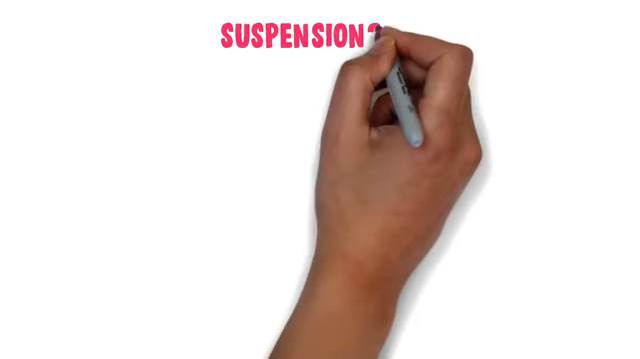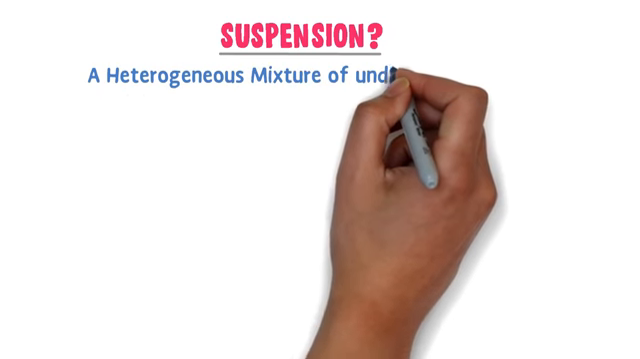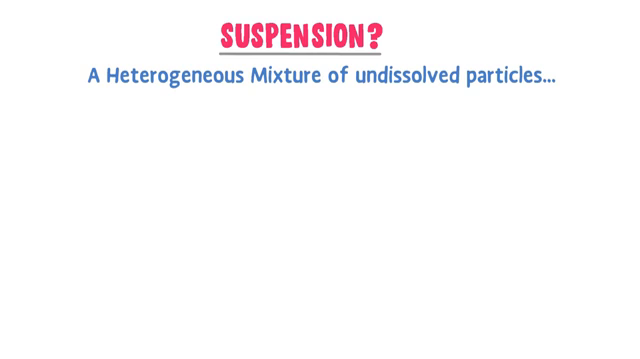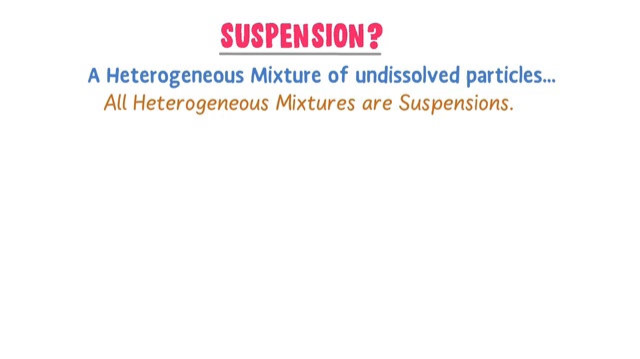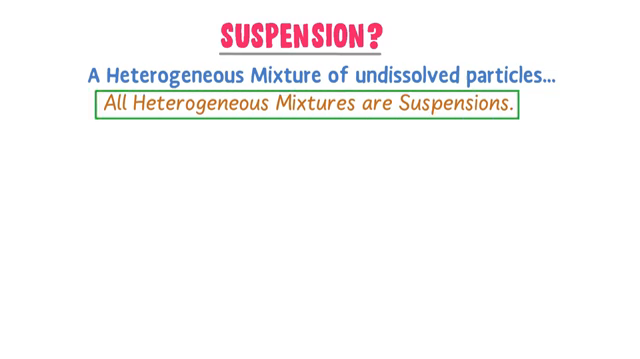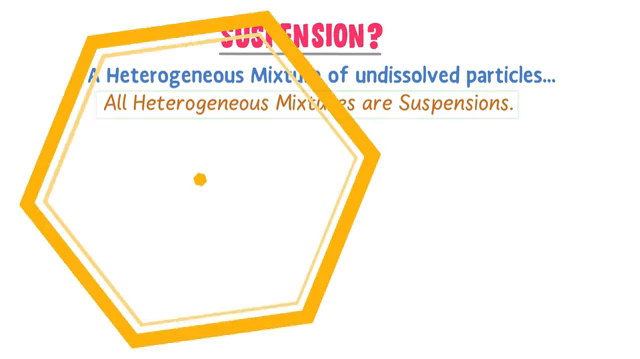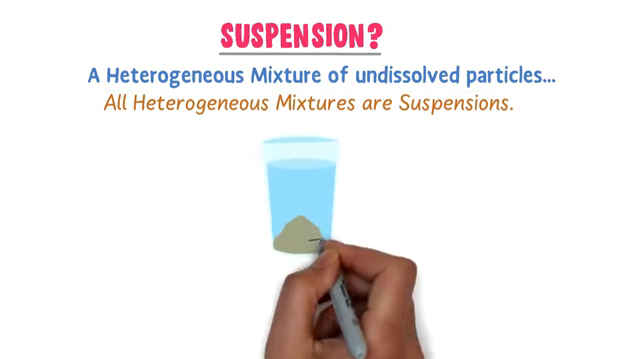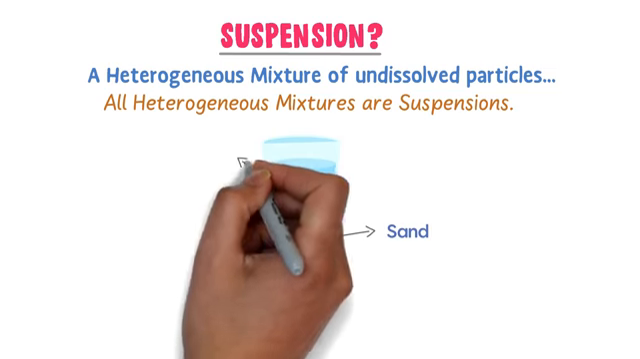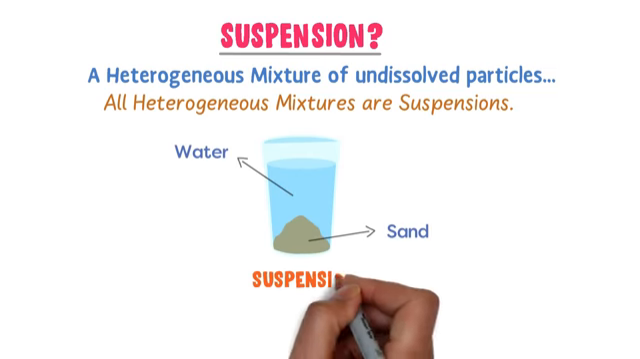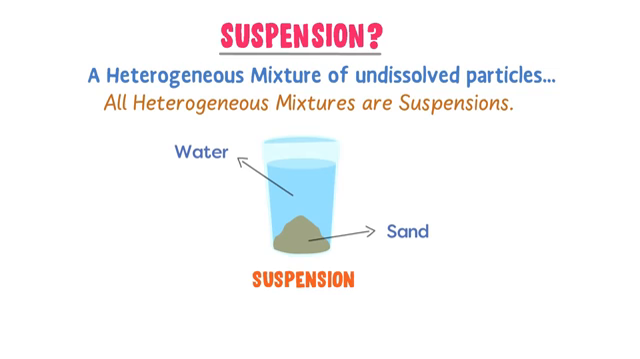Now, what is a suspension? Well, a suspension is a heterogeneous mixture of undissolved particles in a given medium. So all heterogeneous mixtures are suspensions. Let me repeat it. All heterogeneous mixtures are suspensions. For example, when we add mud or sand in the water, we get a suspension. Sand and water form a non-uniform composition or heterogeneous composition.